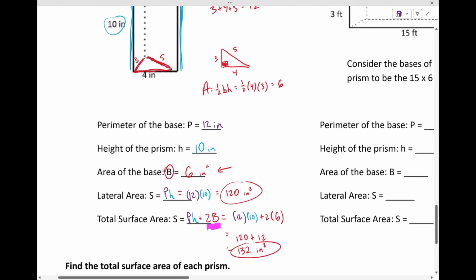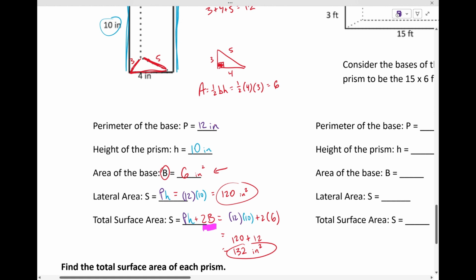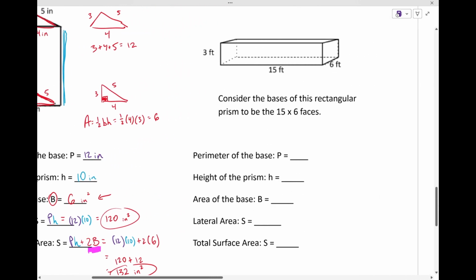Alright. So make sure you understand how to do those. You can pause the video and go back to rework it to see how we did all that. We can do one more example.